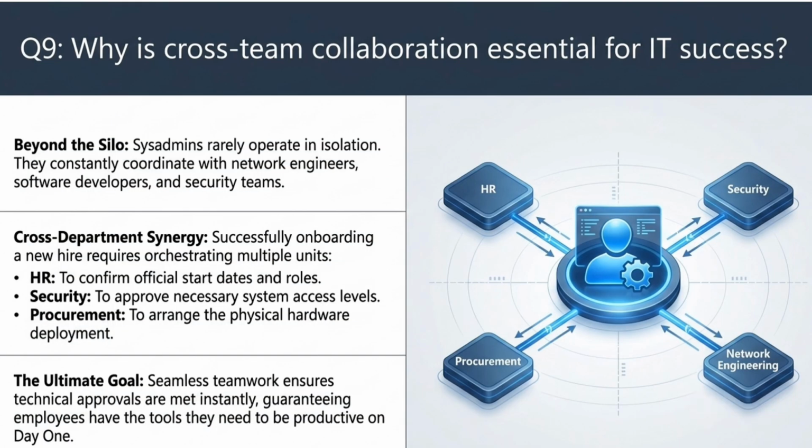Working with other teams. A system admin rarely works alone. They regularly coordinate with network engineers, the security team, developers, and even HR when it comes to onboarding and offboarding employees. Good communication is important since many issues require input or approval from more than one team before they can be resolved.